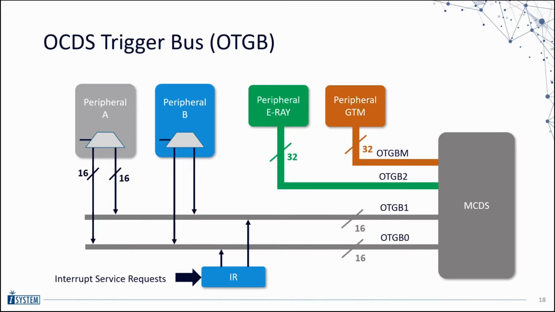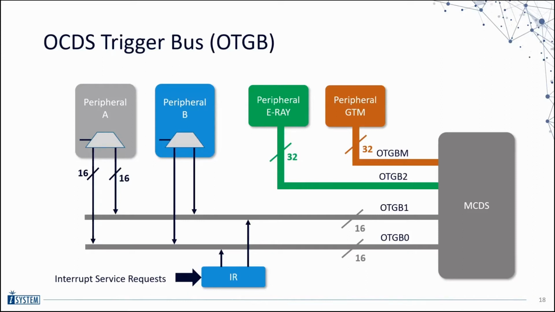Luckily, OTGB2 and M only accept trigger sets from a specific peripheral, the E-Ray and the GTM respectively, so we don't have to worry about enabling too many trigger sets for them. Lastly, at the bottom, you can see that the interrupt router also connects to OTGB 0 and 1. This so-called interrupt request overlay provides a couple of additional 8 and 16-bit trigger sets that facilitate monitoring active interrupt service requests and interrupt arbitration information.